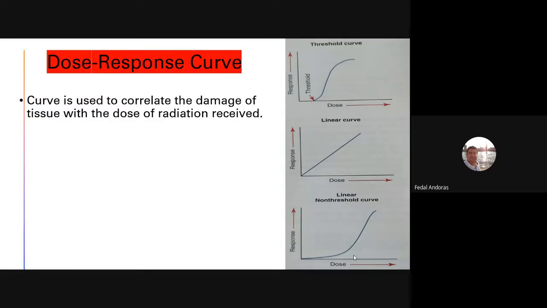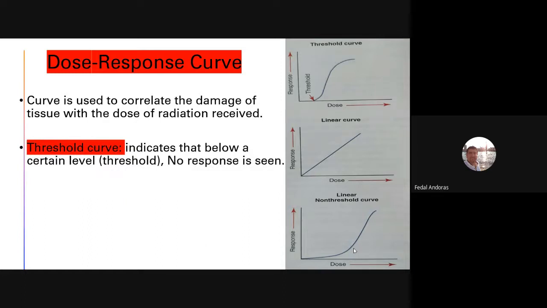So what we mean by a dose response curve is a curve used to correlate the damage of tissue with the dose of radiation received. Accordingly, we have the first one, called the threshold curve. Here we have dose and we have the response of the body: on the x-axis we have dose, on the y-axis we have response.